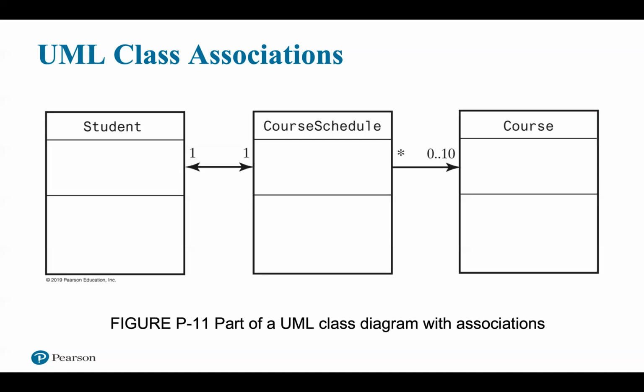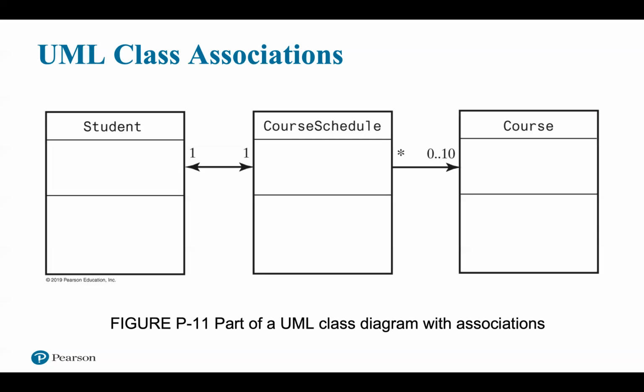An association with a line and an arrowhead on both ends is called bidirectional. For example, a Student object can find its CourseSchedule, and a CourseSchedule object can discover the students to which it belongs. You can assume that the navigability of an association represented by a line without an arrowhead is unspecified at the present stage of the design.